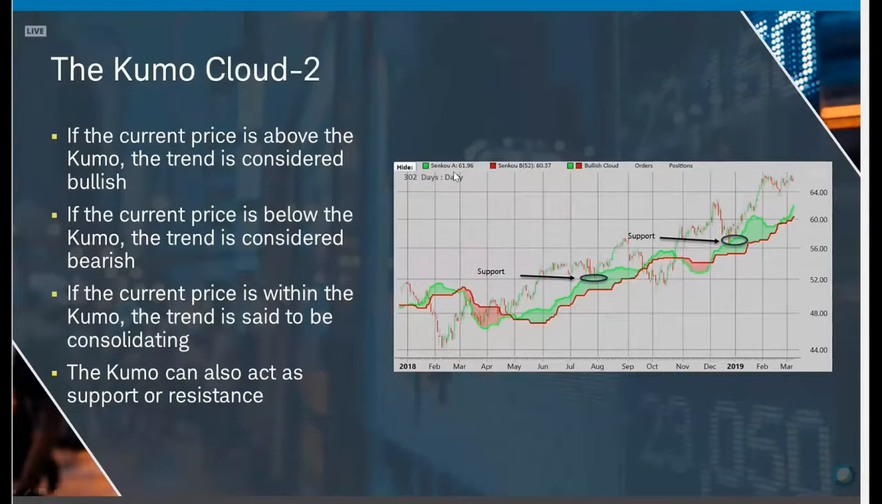Now, another way that people use this is if the current price is above the cloud, the chart is considered bullish. If the current price is below the cloud, the trend is considered bearish. If you are within the cloud, then it's telling you that the market or the stock is in sideways choppy consolidation mode. Also notice that the cloud itself, the boundaries of the cloud, can give you support or resistance as well.